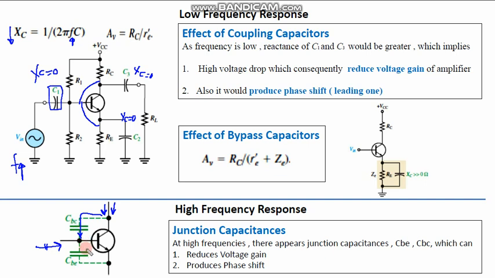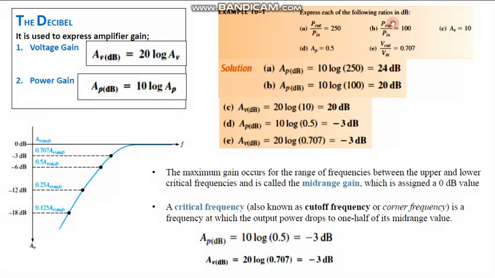So the net effect would be the reduction in the voltage gain, because this signal distorts the incoming signal, so the magnitude of the net signal at the base would decrease, and this will result in the reduction of the voltage gain. Similarly, it can produce a phase shift, as by a default characteristic of an RC circuit, and we will be studying that later on.